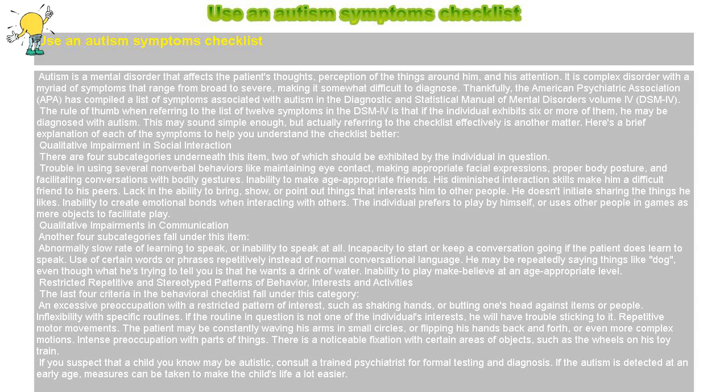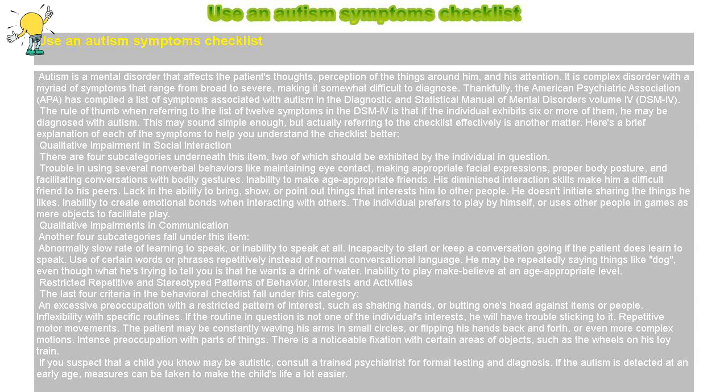Lack in the ability to bring, show, or point out things that interest him to other people. He doesn't initiate sharing the things he likes. Inability to create emotional bonds when interacting with others. The individual prefers to play by himself, or uses other people in games as mere objects to facilitate play.